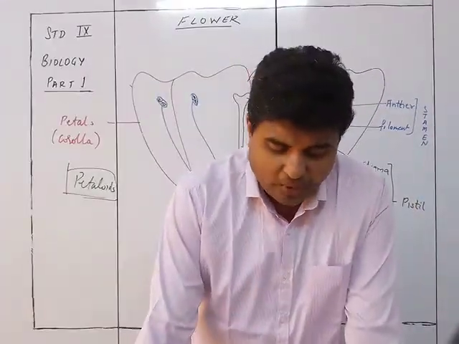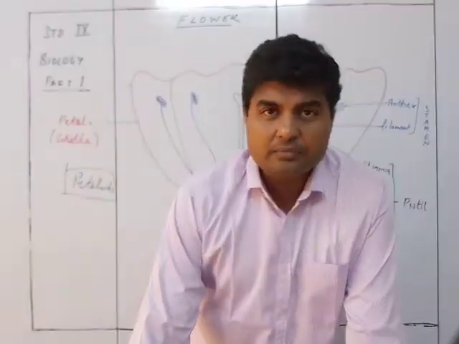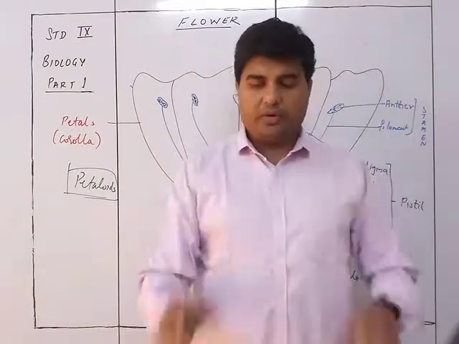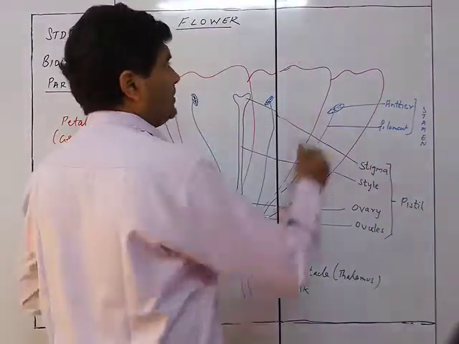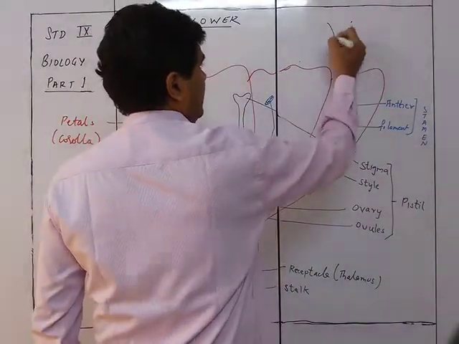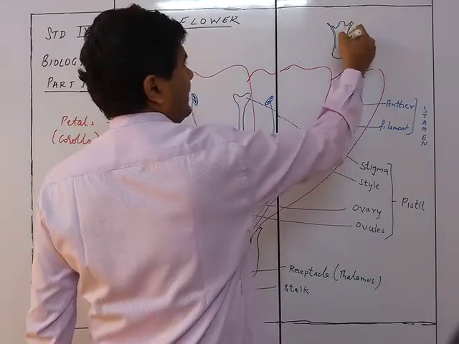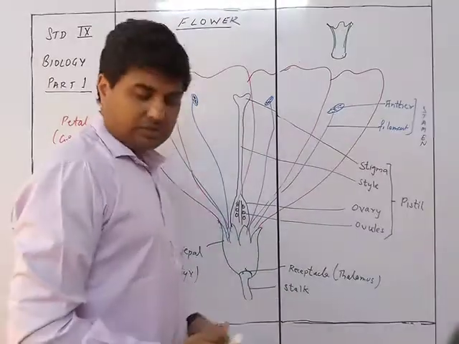So they are free, polypetalous, or united, that is bunched together, forming a tube-like structure and opening out over here. If it is a tube-like structure at the bottom and coming out over here like this, then it is gamopetalous.